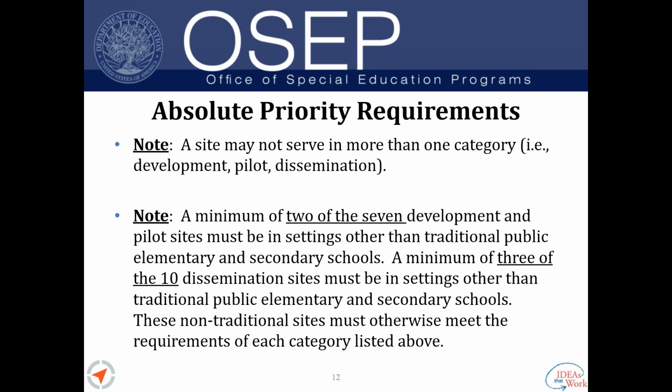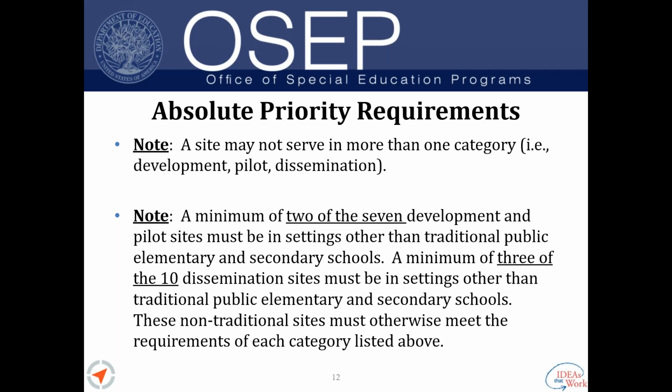The applicant should note that a site may not serve in more than one category. So the 4 pilot school sites must be different from the 3 development school sites, and the 10 dissemination sites must be different from the development and pilot sites. So at the end of the project, an applicant will have worked with at least 17 different school sites combined.